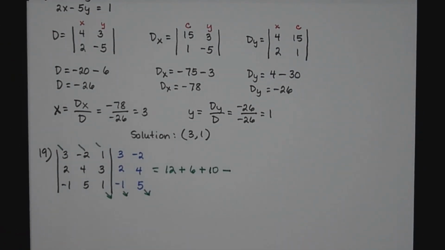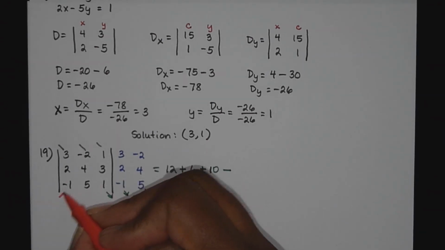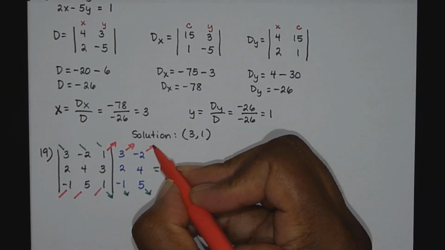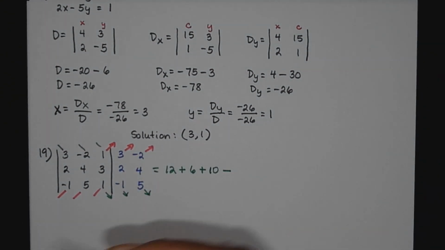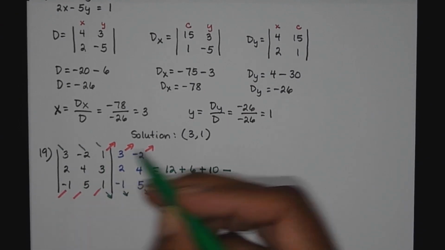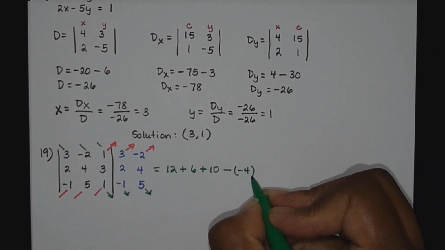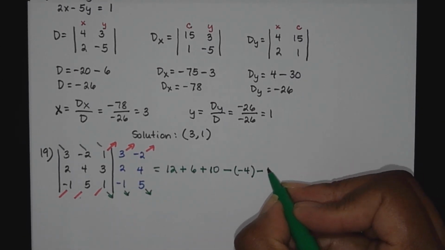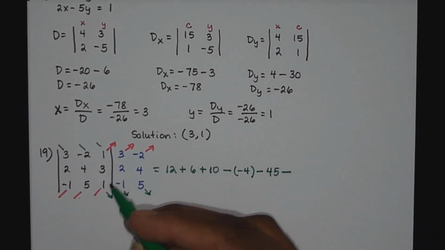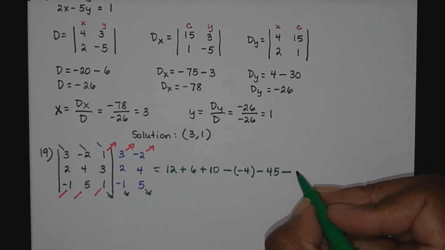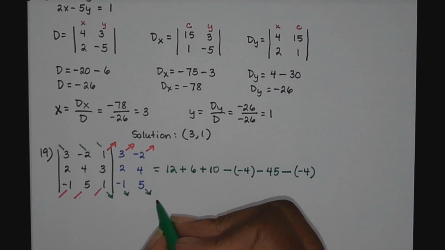And then I'm going to subtract the product of each diagonal going in this direction, from the lower left to the upper right. So here, if I do negative 1 times 4, that's negative 4 times 1 will be negative 4. And then minus the product of this diagonal. 5 times 3, which is 15. 15 times 3 will be 45. And then minus the product of this diagonal in this direction. 1 times 2 will be 2. 2 times negative 2 will be negative 4.